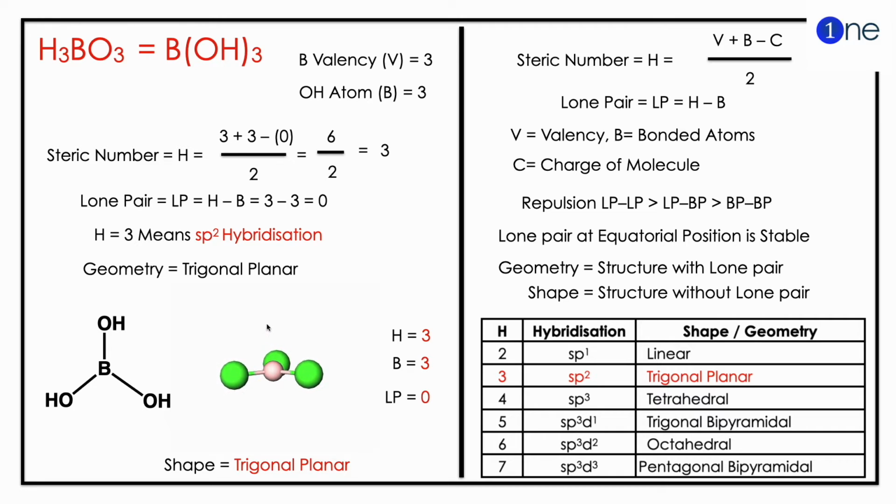So the OH groups occupy the corners. You have a trigonal planar structure. You can understand this structure by 3D animation. So the final structure of H3BO3 is trigonal planar.